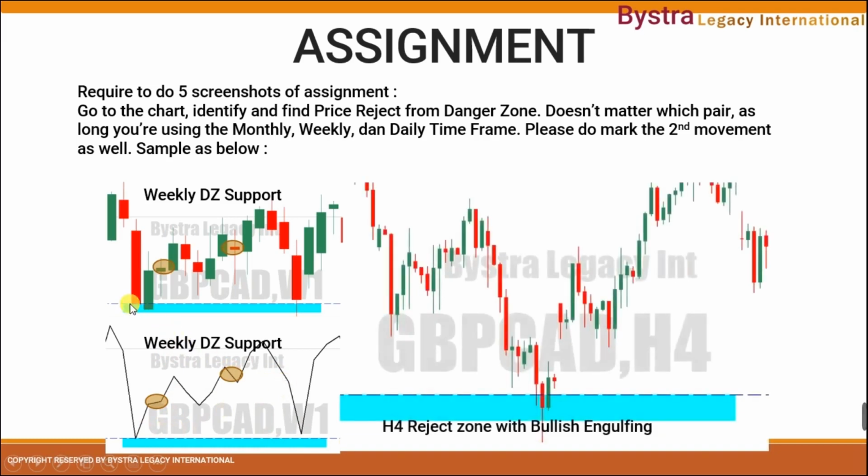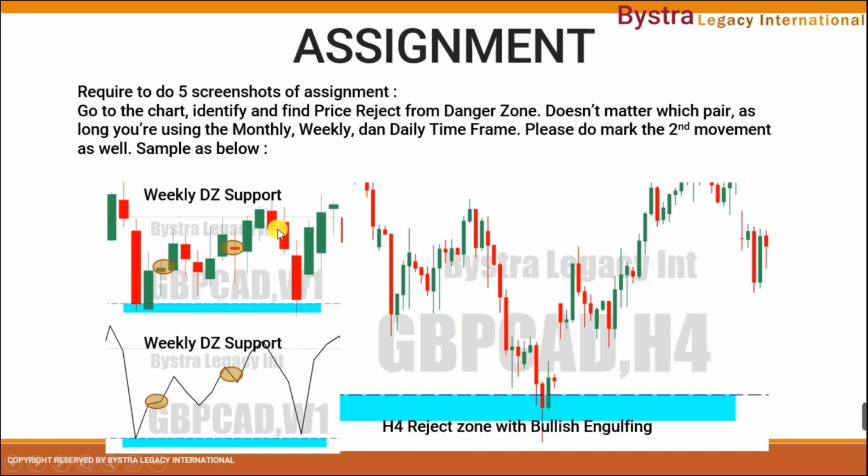And thirdly, remember guys, to mark the zone. So mark the zone from the edge of the support all the way down to the shadow or the wick of the candlestick. Lastly, we can see there is a rejection zone with a bullish engulfing. So this is an H4 rejection. See, there's a long wick with a bullish engulfing pattern.